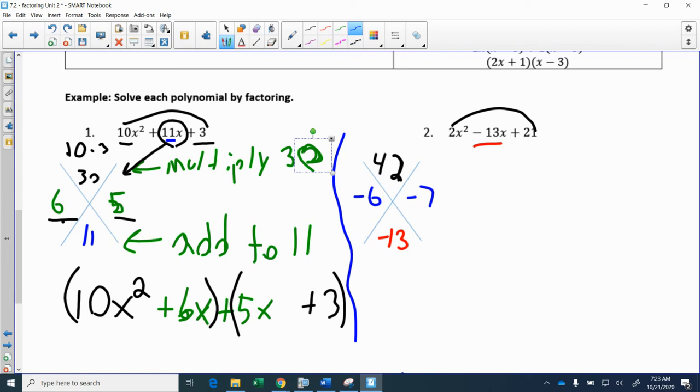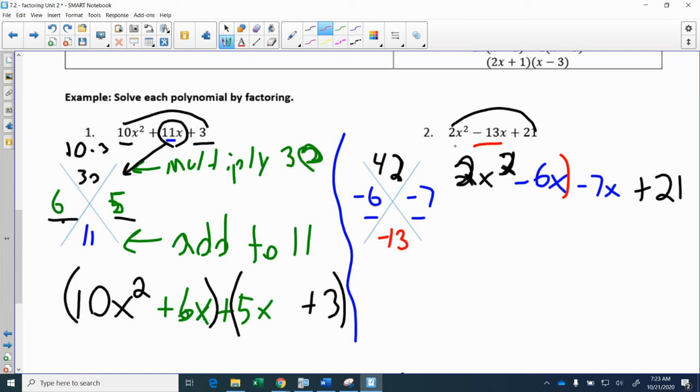So now I'm going to rewrite the equation. The first value and the last value never change. And the middle numbers come from the x, the negative 6 and the negative 7. Negative 6x minus 7x. At this point, we group and we simplify.